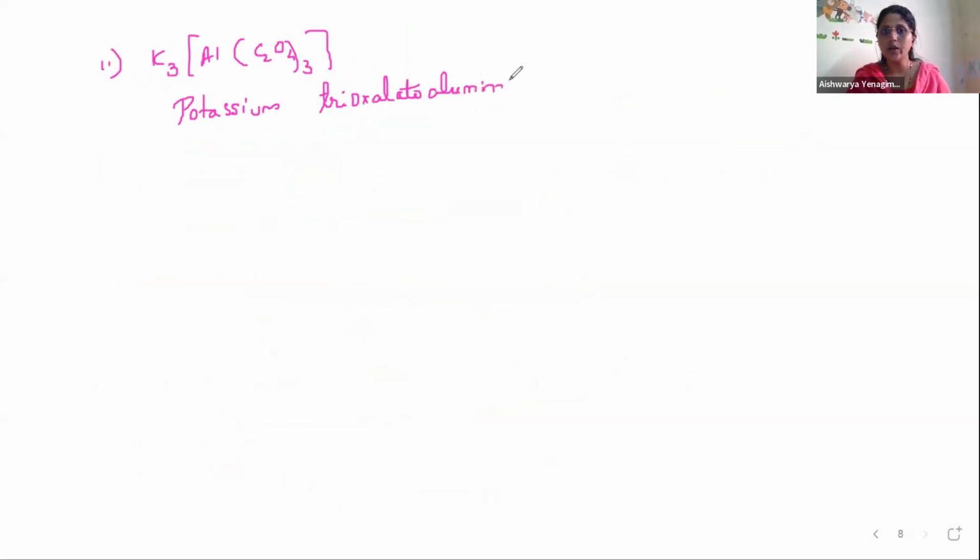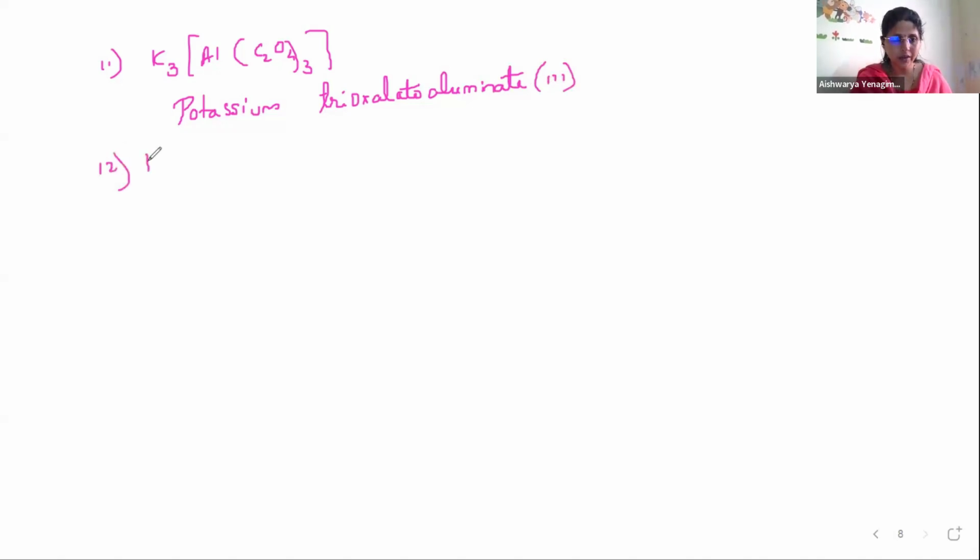Coming to another example, K3[Al(C2O4)3]. Okay. So how do you write the name? K3. K3 is nothing but potassium. Potassium, 3 are there. What is this C2O4? C2O4 is nothing but oxalato. So trioxalato aluminate. You will not write it as aluminium. It is aluminate with oxidation number 3.